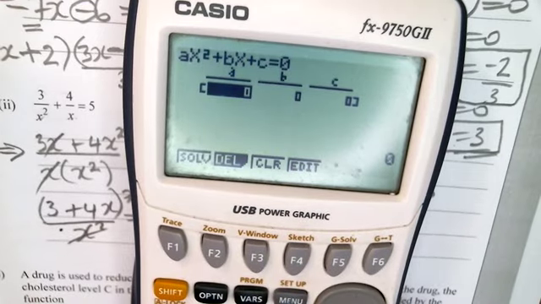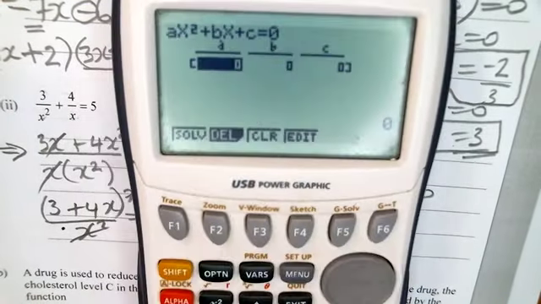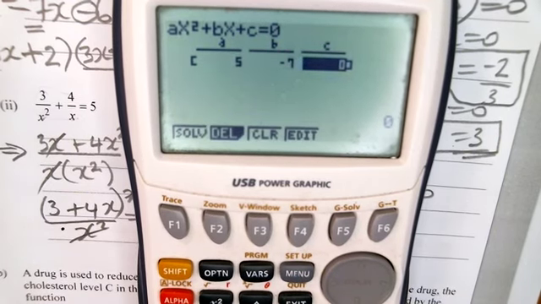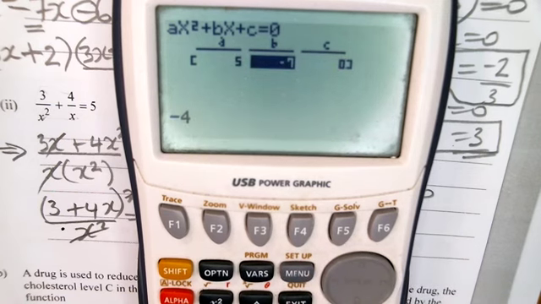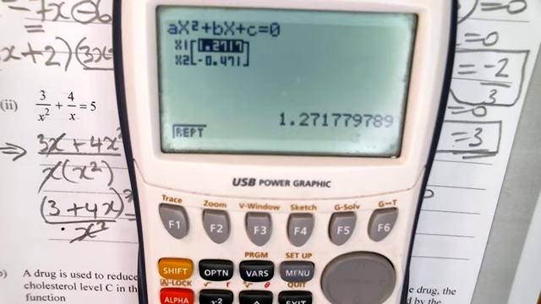Here it is on the calculator, so I'm going to go Menu, and we're going to go straight to the equation polynomial solver, and I've got a 5, negative 4, and a negative 3. Oops, what happened then? I'm just being too quick with this thing. I've got to go nice and slowly. That is equal to, right, I've got my two solutions.